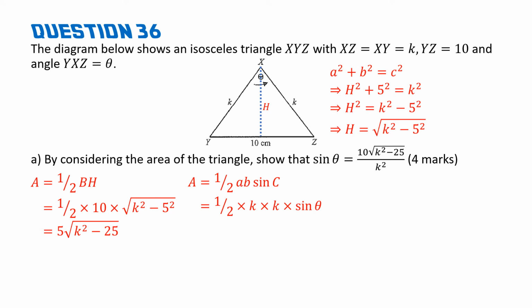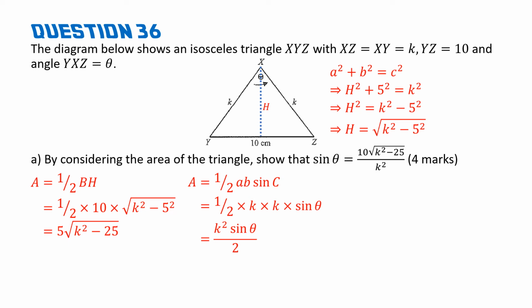K times k, well, that's going to be k squared. And a half, well, that just means I'm dividing it by 2 rather than timesing it by a half. So what we get then is k squared times the sine of theta all over 2. That's another way that we can express the area of our triangle. So my area of the triangle can be expressed as 5 times the square root of k squared minus 25, or the area can be written as k squared times the sine of theta all divided by 2.